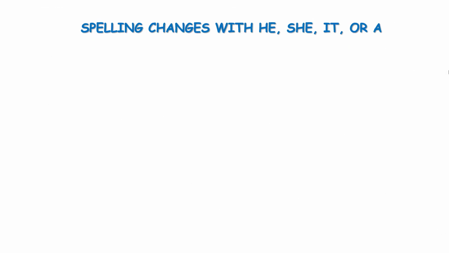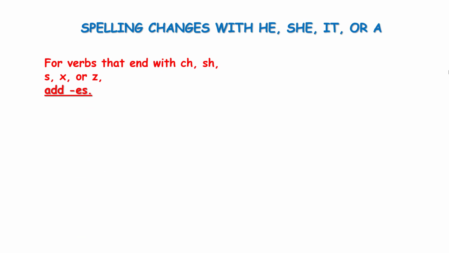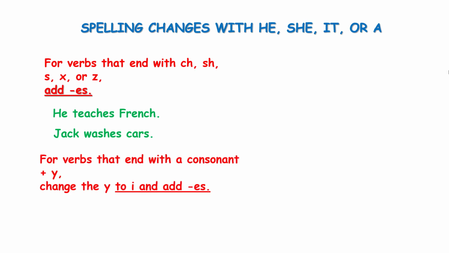Let's learn about the changes in spelling of a verb when used in a sentence with he, she, or it. For verbs that end with ch, sh, x, or z, add es to the word to form the sentence. For example, he teaches French. Here the word teach is a verb, but when you use it in a sentence we add es and it becomes teaches. Jack washes cars. For verbs that end with a consonant like y, change the y to i and add es. For example, the word cry can be changed as cries. The baby cries at night.